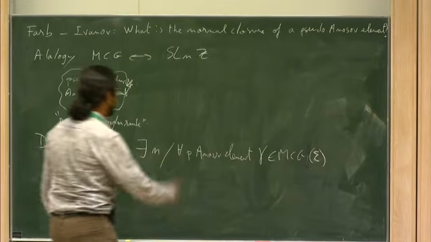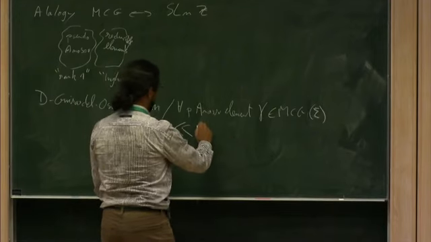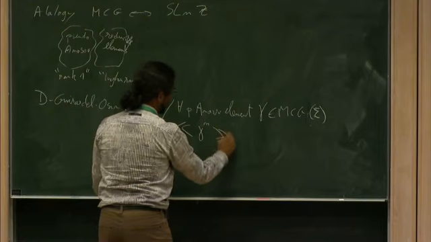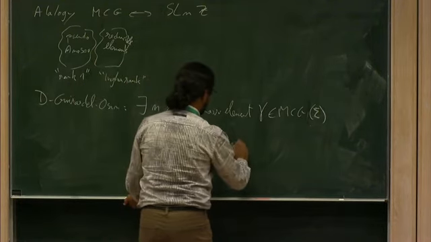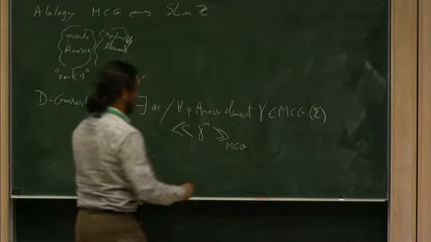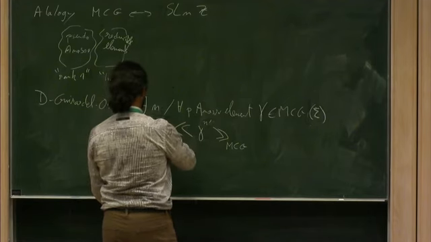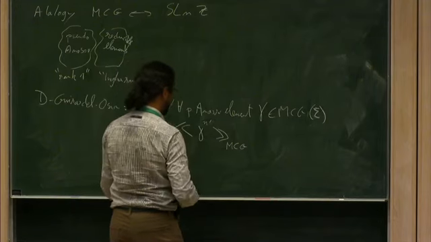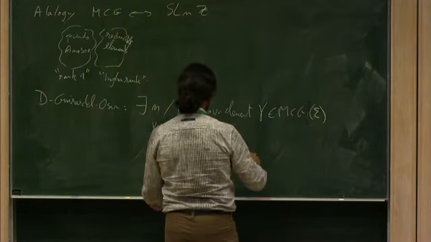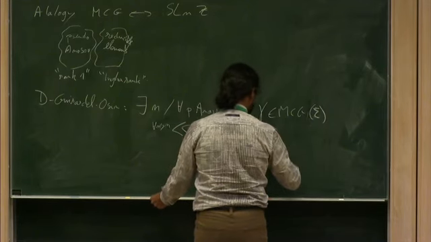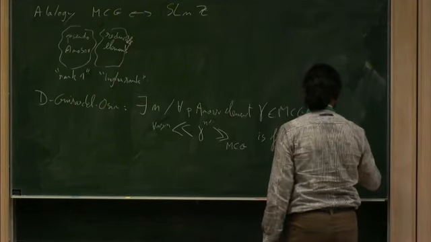Well, let me say it like that. The normal closure of gamma to the n, or actually, there exists n such that for all n prime larger than n, the normal closure of gamma to the n prime in the mapping class group is free and purely pseudo-Anosov.